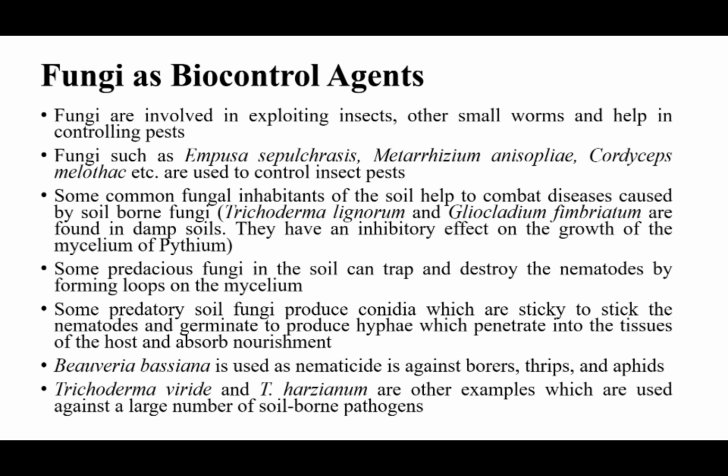Some predaceous fungi in soil can trap and destroy nematodes by forming loops on mycelium. Some predatory soil fungi produce conidia, which are sticky to stick to the nematode and germinate to produce hyphae, which penetrate into tissues of the host and absorb nourishment. So the host then dies. Then Beauveria bassiana is used as a biopesticide against borers, thrips and aphids. Trichoderma viride and Trichoderma harzianum are other examples which are used against a large number of soil-borne pathogens.